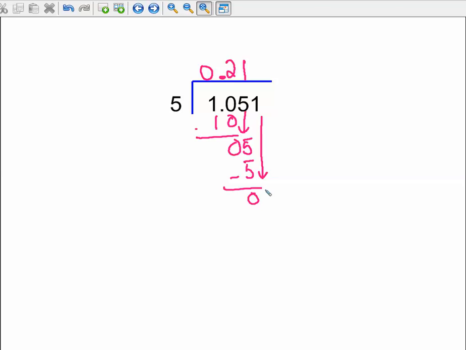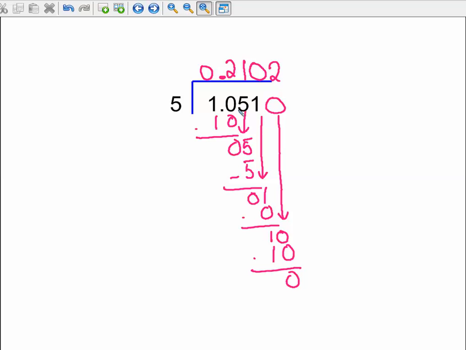Bring down the 1. 5 goes into 1. I cannot do that. 5 does not go into 1. So I have to put a 0 here. Bring down the 0. And then I have to keep dividing because I have a remainder here. So I'm going to add my 0 and bring it down. And now 5 goes into 10 twice. And 5 times 2 is 10. So now I have a 0 remainder. So do you see how I had to keep dividing it out until my remainder here was 0? So my answer is 2,102 10,000ths.